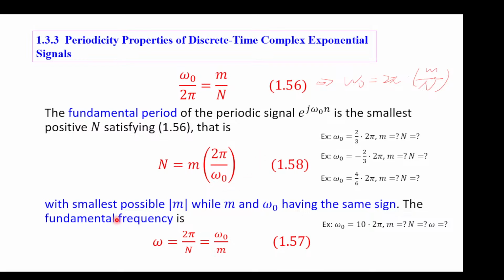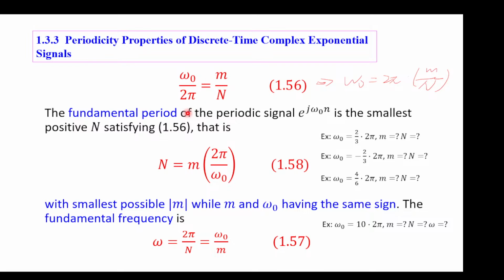If you want a very precise definition, then first we know that omega naught divided by 2 pi needs to be a rational number. This is like a prerequisite. So omega naught divided by 2 pi is a rational number, and 2 pi divided by omega naught is also a rational number. Then you want to find the smallest possible m such that m times this rational number is an integer, so the smallest possible absolute value m such that n is a positive integer. But it's easier to see with an example.